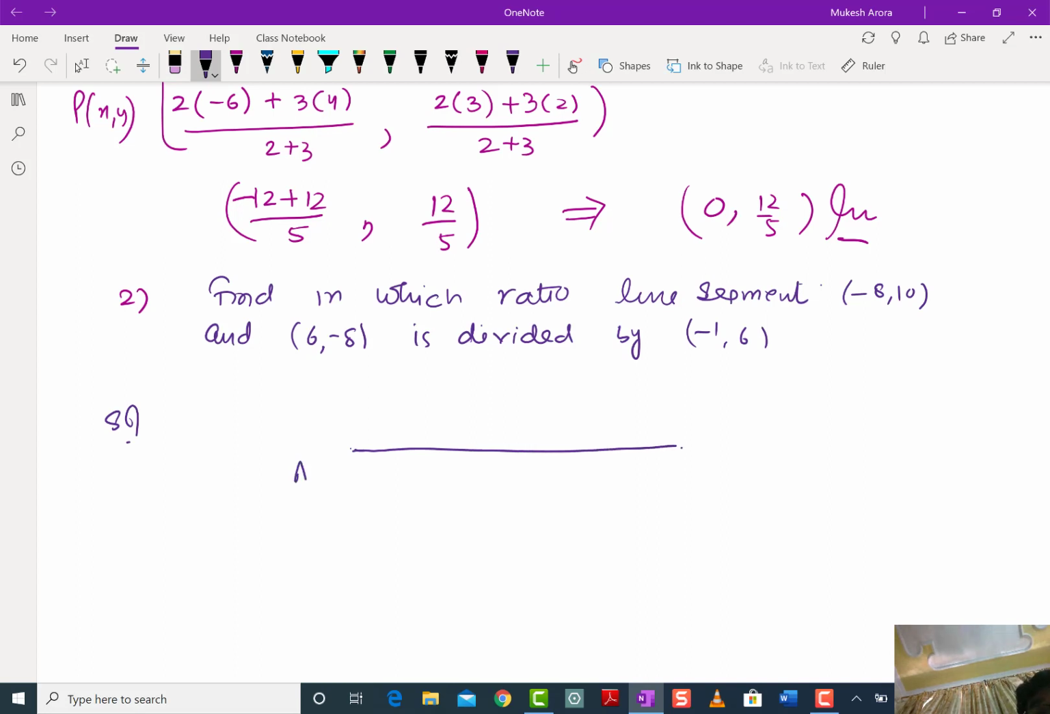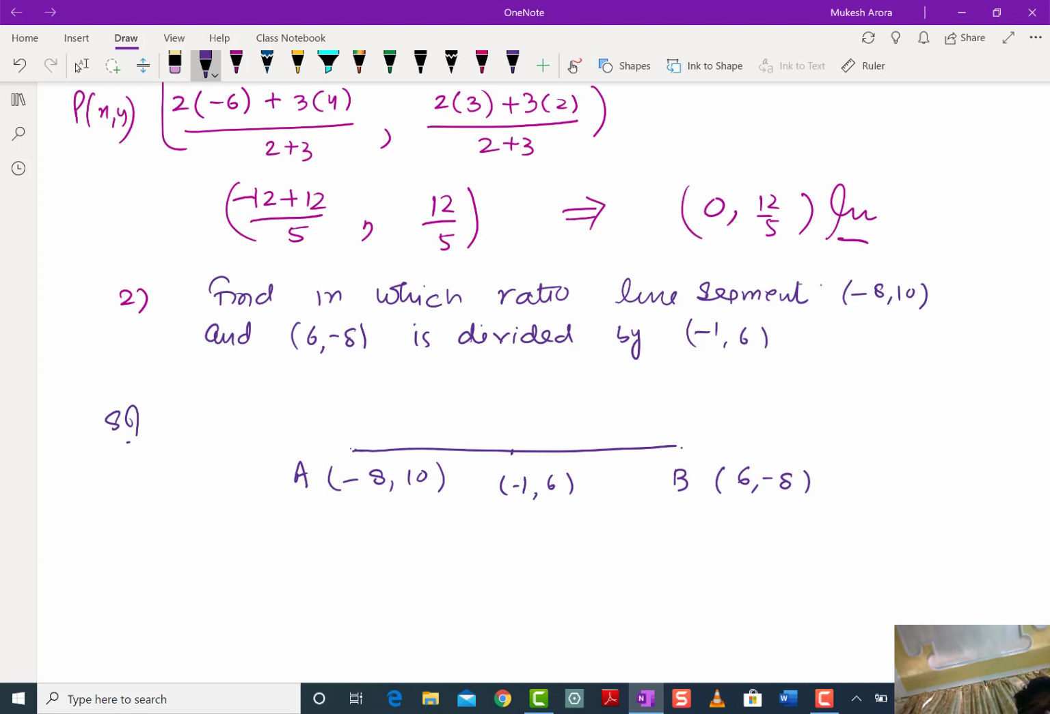In coordinate geometry, one thing you have to remember is that always draw the line, always draw the figure. If you draw the figure and write the formula, there's no chance that you will not get the right answer. So everyone is requested to draw the line and write the formula. If you draw the line, you will be able to understand what to do. If you write the formula, then there is no need to remember. Automatically after doing 10 sums you will remember the formulas.